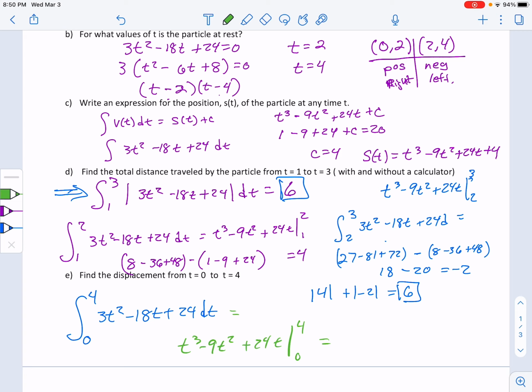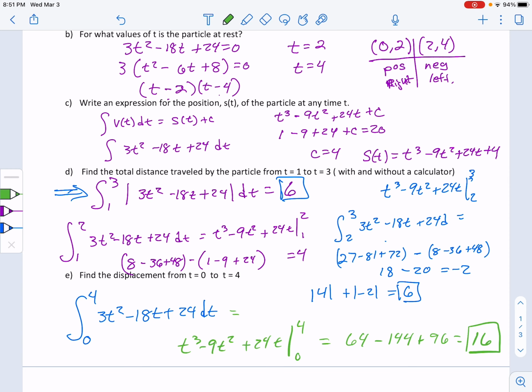4 cubed is 64 minus 16 times 9 is 144 plus 96 gives me 16. So that's where he's only 16 feet away from where he started. Alrighty.